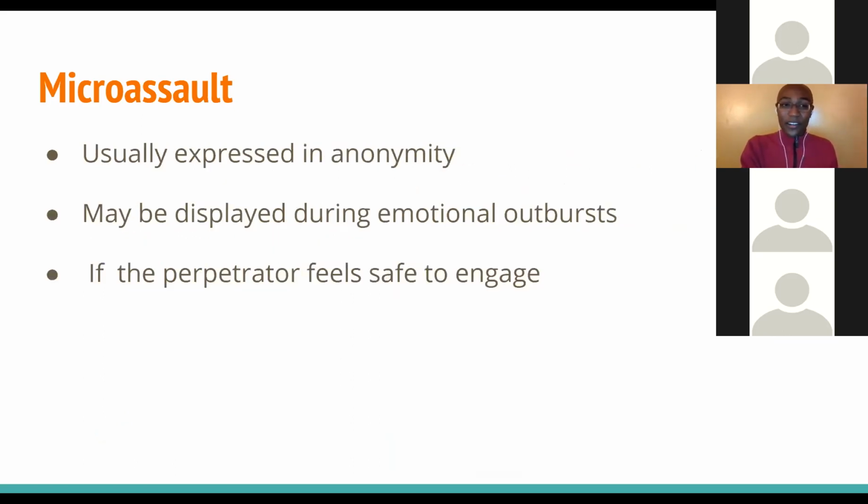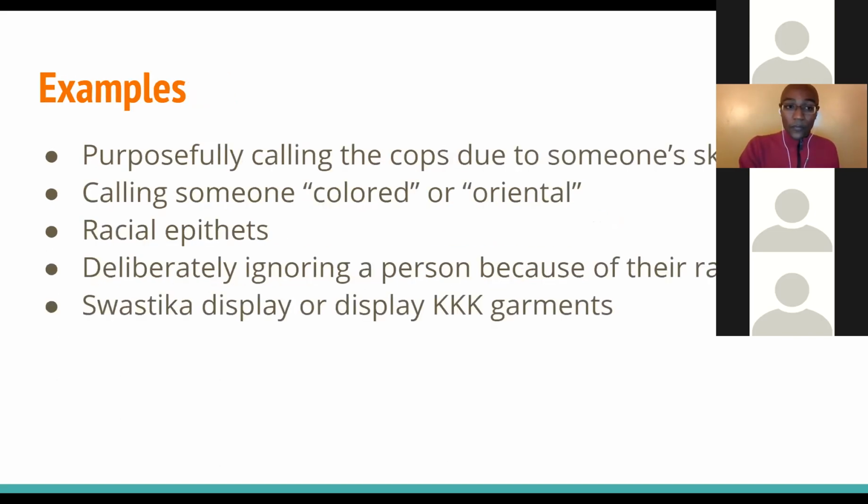Usually these microassaults are expressed in anonymity. If you're white and you're saying racial epithets about Black people or people of Asian descent with each other, that happens a lot. I remember there used to be a TV show that caught white people doing something like that. But usually it's anonymous, but they know that it's biased. Maybe displayed during emotional outbursts. If you remember all these Instagram or TikTok videos, where people will be angry or frustrated and then yell at people and say all types of racial slurs. And here are just some examples that I already said.